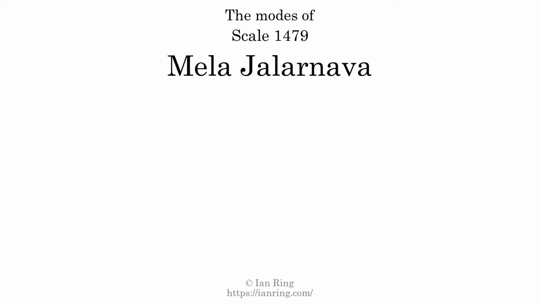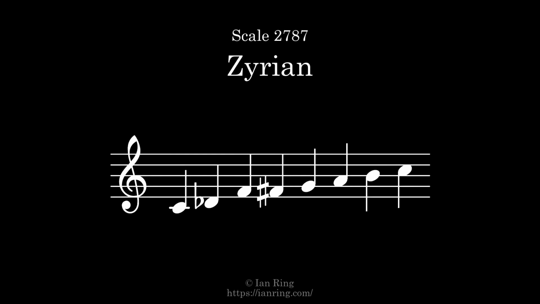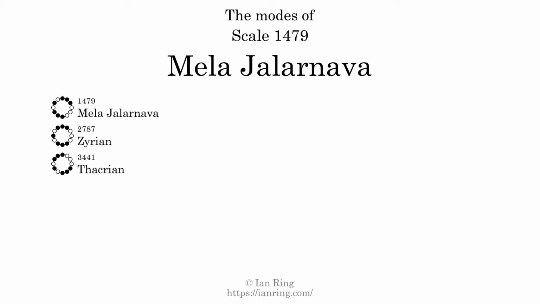This scale has 7 modes. The first mode is itself. The second mode is scale 2787, also known as Zirian. It sounds like this. The third mode is scale 3441, also known as Thackerean. It sounds like this.